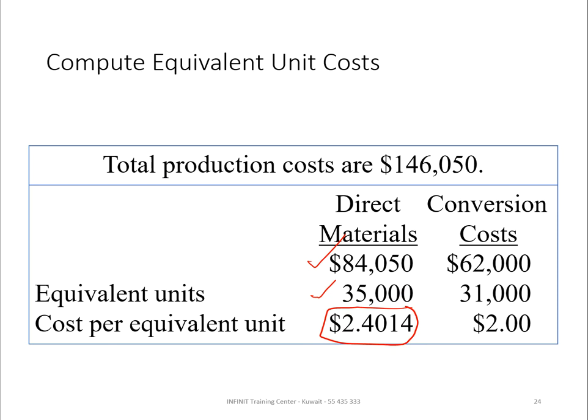Now conversion cost, our conversion cost is 62,000. This is for how many EUPs? The EUP we calculated is 31,000, and we will get $2 per EUP for conversion cost. So 2.4 plus 2 is the cost per unit: 2.4 for direct material and 2 for conversion cost. So in total you have here 4.40.